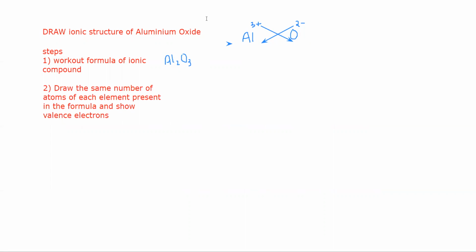So I have to draw 2 aluminium and 3 oxygen. So this is 1, 2. These are the nuclei, and then I will draw the shell, the last shell. This is only the last shell, not the full structure of aluminium. Then oxygen, I have to draw 3 oxygen.